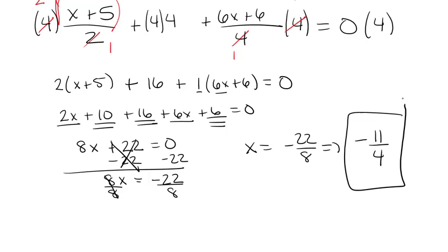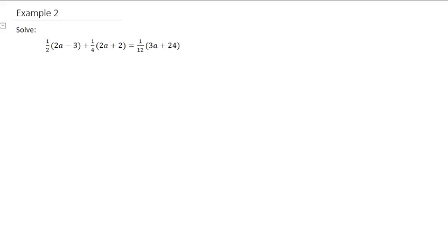Now let's do another example. Example 2, solve for the following. We have 1/2 times (2a minus 3) plus 1/4 times (2a plus 2), which is equal to 1/12 times (3a plus 24). We are going to solve this by multiplying each of these by our common denominator, our least common denominator.